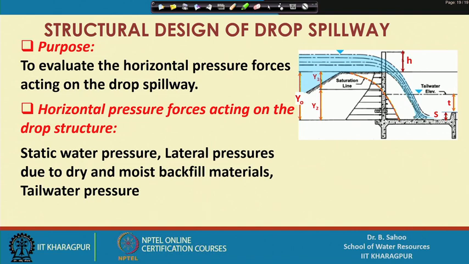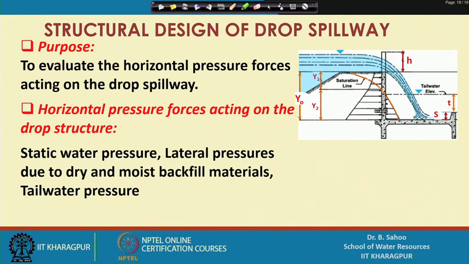So, the main purpose of this lecture is to evaluate the horizontal pressure forces acting on the drop spillway. You know that for evaluating the stability of any structure, we need to estimate the different pressure forces acting on this drop structure. So, here we will be estimating the different horizontal pressure forces, which may be because of the static water pressure, the lateral pressures due to dry and moist backfill materials, and the tail water pressure.